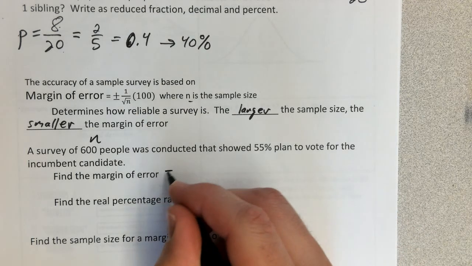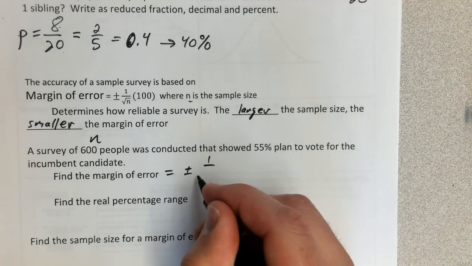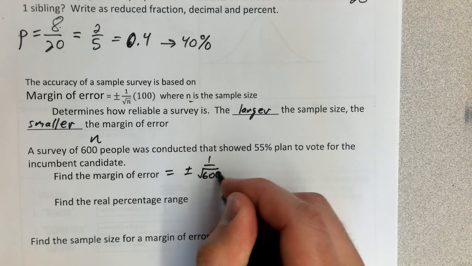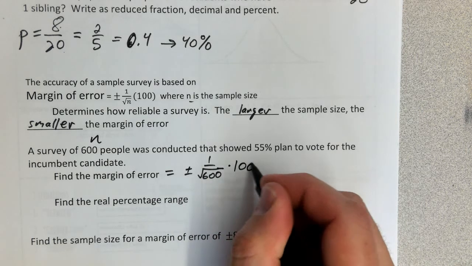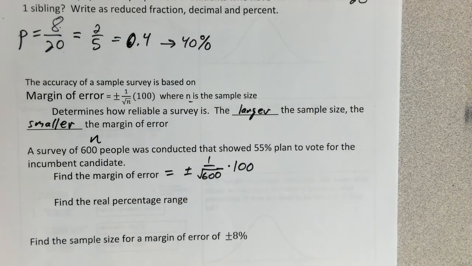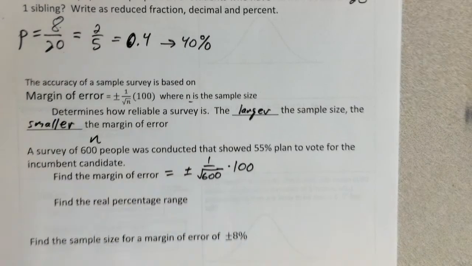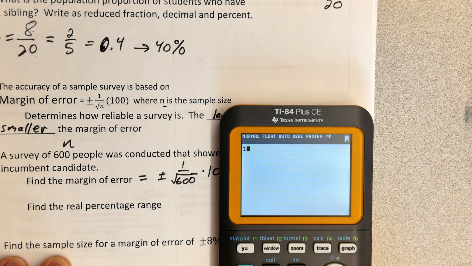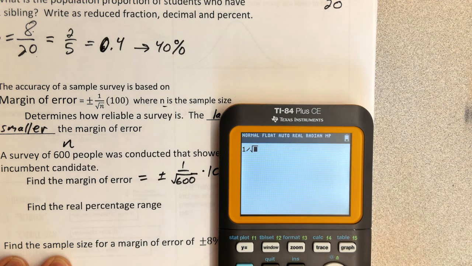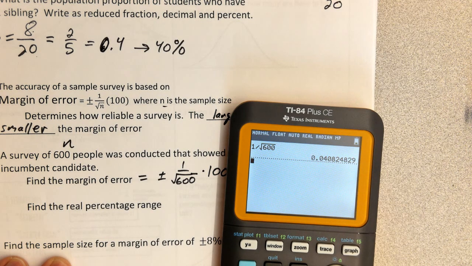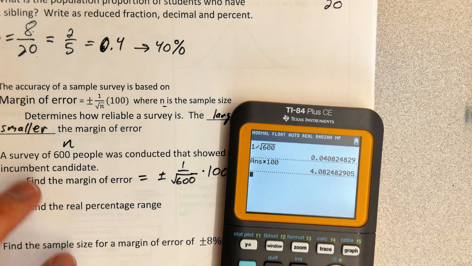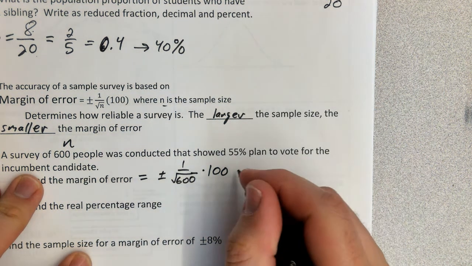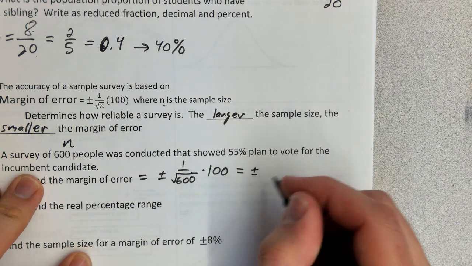Okay, so here's the margin of error. It's just equal to plus or minus 1 divided by the square root of n, which is 600, times 100. And that timesing by 100 just gives us the percent, right? Otherwise, this is going to come out as a decimal. So that turns it into a percent. So let's do that real quick. 1 divided by the square root of 600. Okay, times that by 100. That gives us a margin of error of about 4%. So this will end up being plus or minus 4.